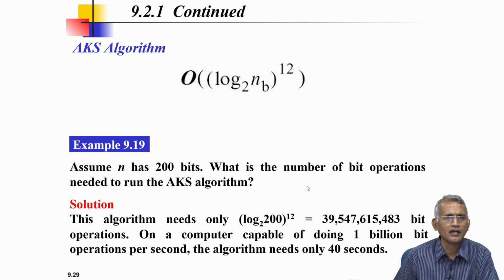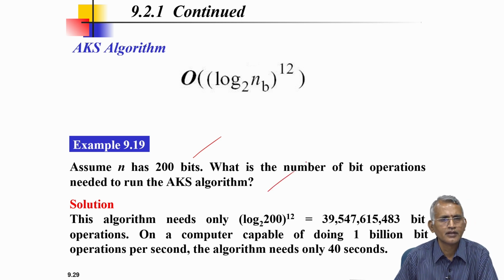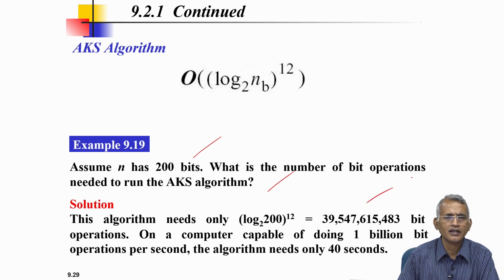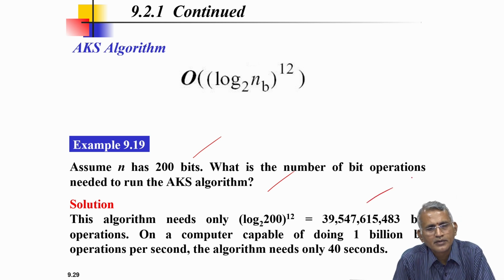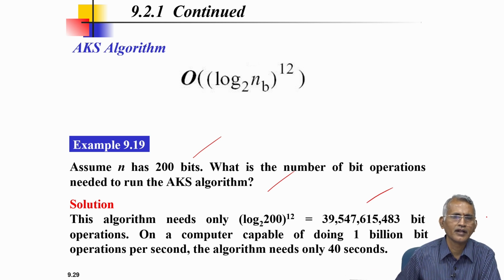log nb base 2, whole power 12. Now, for an example, assume n has 200 bits. What is the number of bit operations needed to run the AKS algorithm? The algorithm needs only log 200 base 2, whole power 12. This is the value of this expression, and these are the bit operations we need, on a computer capable of doing 1 billion bit operations per second. So, the algorithm needs only 40 seconds.